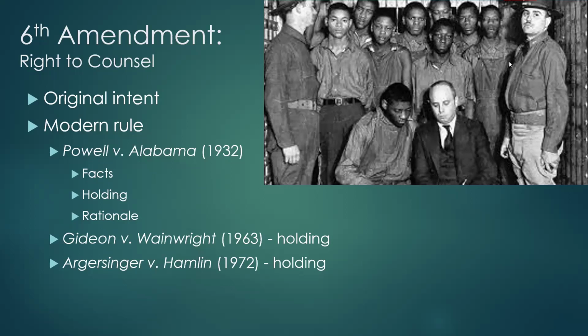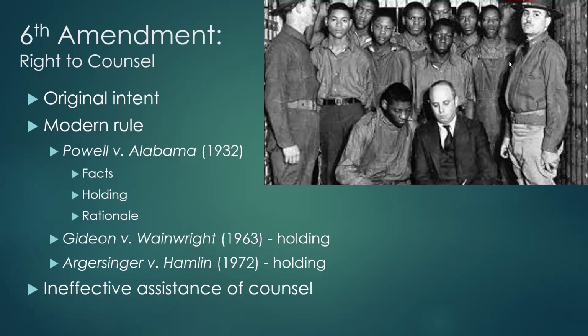So it isn't just a capital case. It isn't just a felony. It includes even misdemeanors. So anytime a defendant is being charged with a crime for which he could receive 6 months in jail or more, he is entitled to the effective assistance of counsel. And so that's our next topic, is how that right to effective aid is provided.